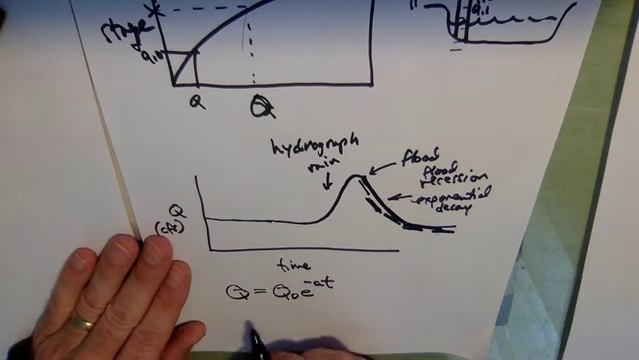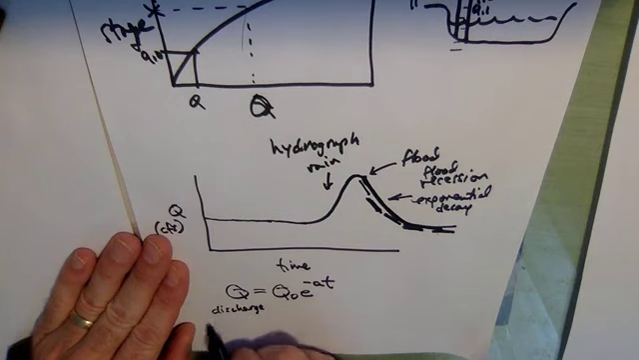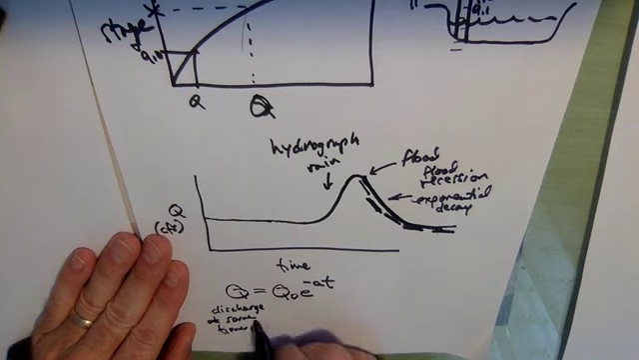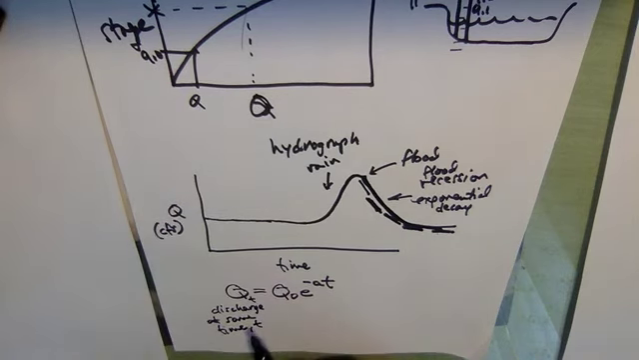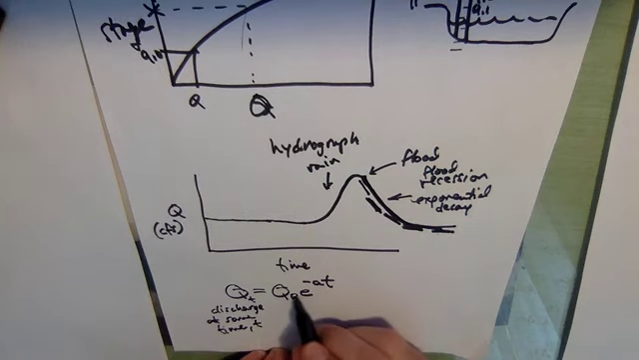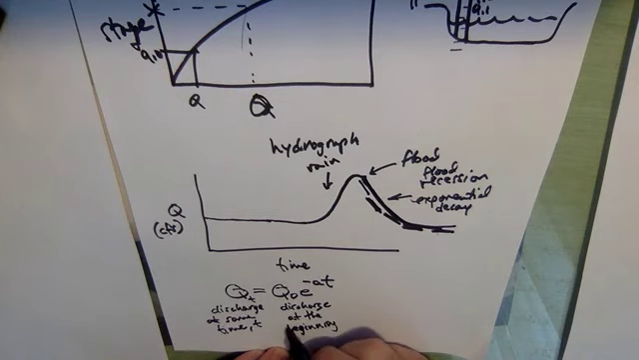So what is Q? Q is the discharge at some time t, whatever that time is. So we could even put a little t there, Q sub t. Q naught, that little zero is pronounced naught, is the discharge at the beginning. And you can define where the beginning is, but you'll see how this works in a second.